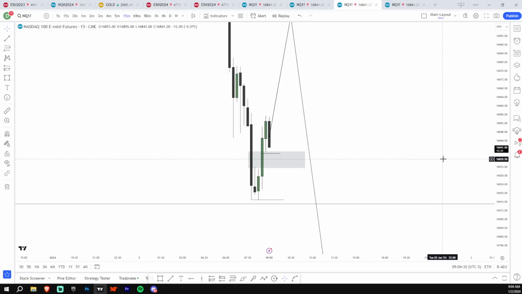Again, if this long fails for you guys in a demo, you know why. I'm telling you why. The draw on liquidity is just not bullish. That's why it's failing, or that's why it will fail if it does. That's why I decided not to even touch it.